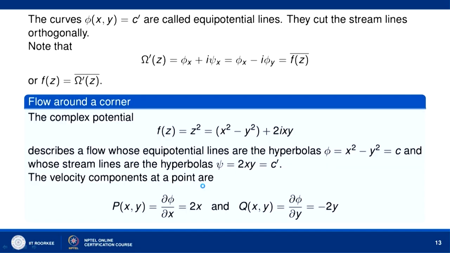Now the level curves phi x y equal to c dash are called equipotential lines. And we know that the level curves phi x y equal to constant and psi x y equal to constant cut each other at right angles. So the stream lines cut the equipotential lines orthogonally. So note that now let us consider omega z, which is equal to phi x y plus i psi x y.